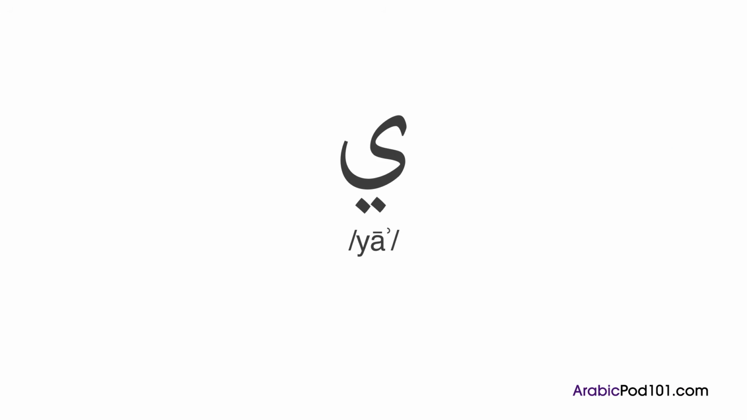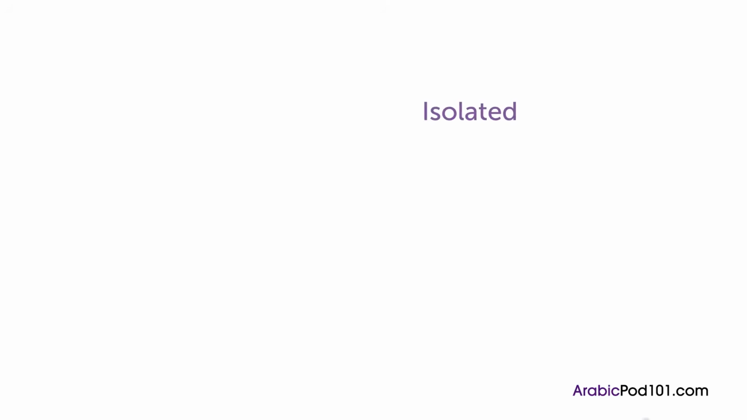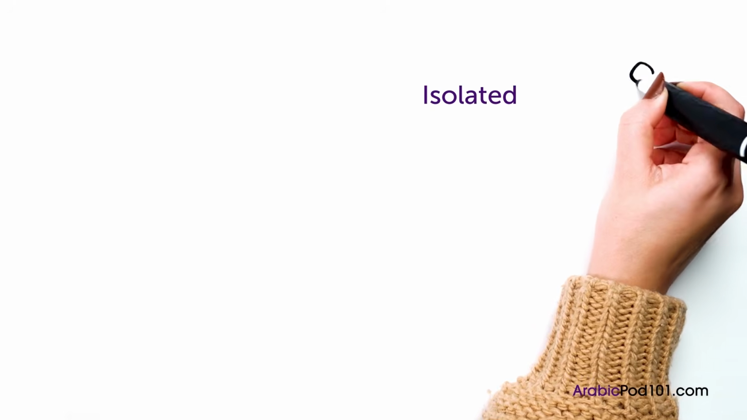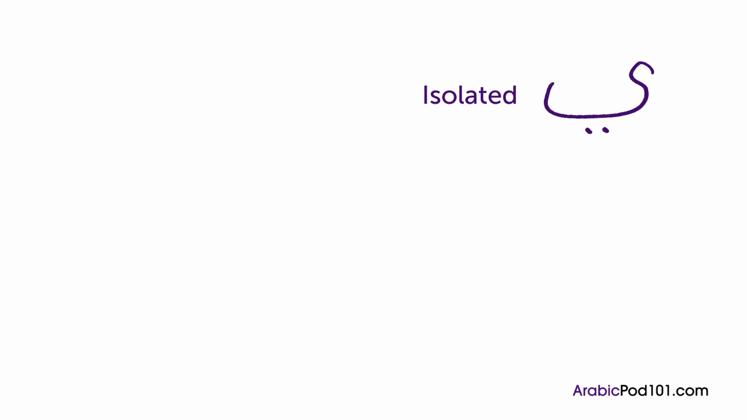Now let's see the next letter, ya. This is the last vowel in the Arabic alphabet. It's pronounced just like the sound E in the word tin. Pretty easy, right? You could imagine this letter as a duck with the two dots below it as its feet. Here's how to write the isolated version. Let's see the other versions of this letter.